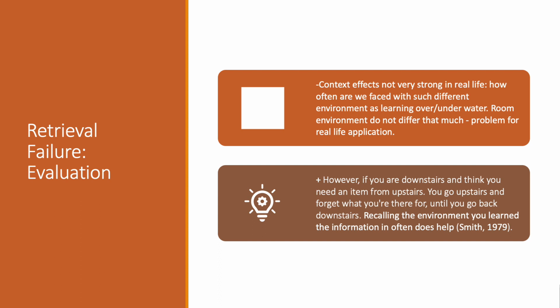However, Smith did find the opposite of this, and as an example, if you're downstairs and you remember that you need something from upstairs, you go upstairs and you forget why you're up there, but then as soon as you go back downstairs, you remember what it was that you wanted. This is what Smith found, that recalling the environment you learnt the information in often does help with recall.